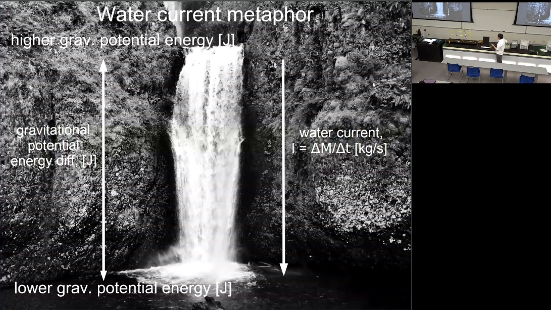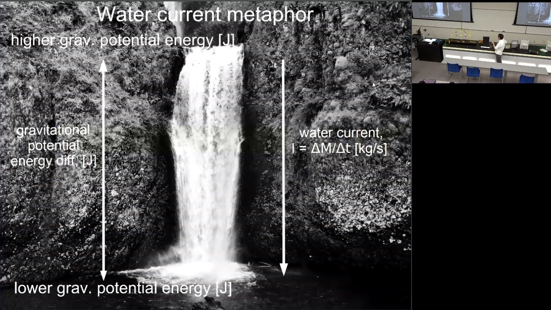So here's the water current analogy of the electrical current in a circuit. Here we are, we've gone out into nature, we're looking at this nice waterfall, and we can think of it in terms of an electrical current. See, the water is flowing down the waterfall from some higher gravitational potential energy to some lower gravitational potential energy. There's a gravitational potential energy difference.